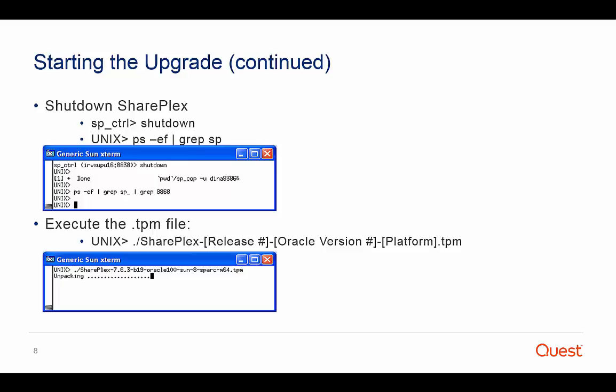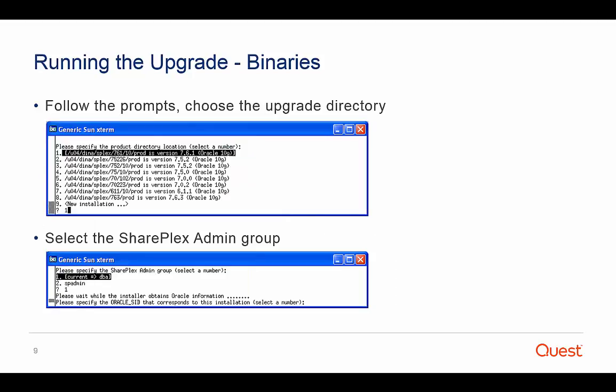Then execute the TPM file using the ./ and then the full name of the TPM file. Follow the prompts that guide you through the upgrade process. Please note, as we mentioned earlier, during the upgrade process, all of the valid variable directories contained in the vardirs.log file will be upgraded, regardless of which variable directory location is provided.